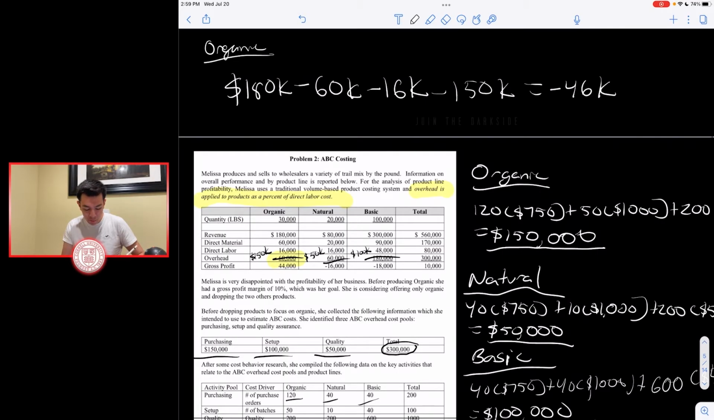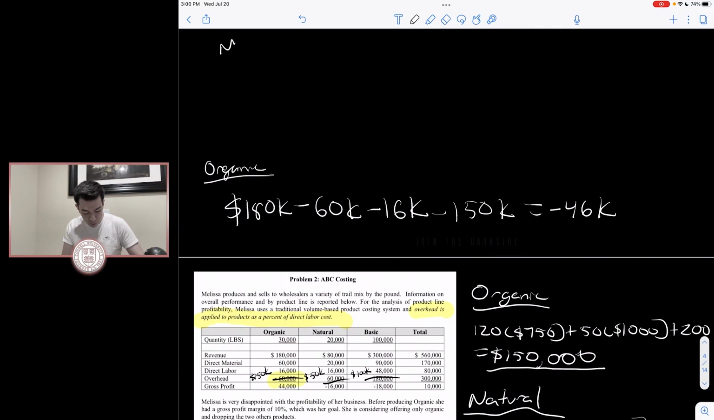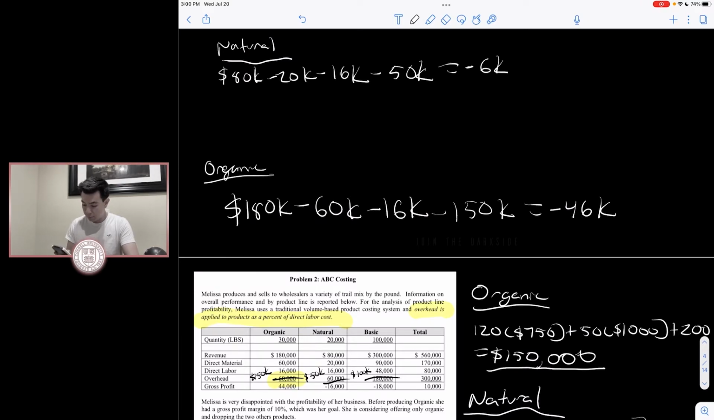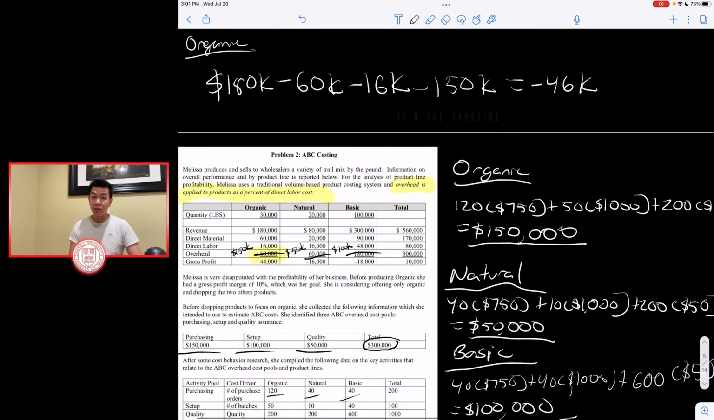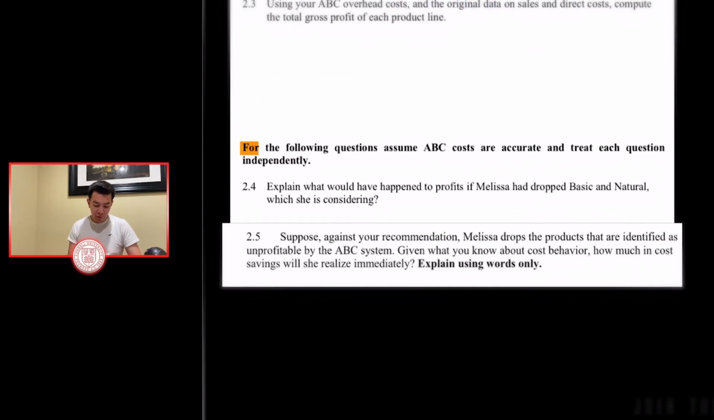And when I say K, I mean thousands of dollars. So we're going to do that for natural and basic as well. We're going to get 62K, okay? So basically, under the ABC costing system, we figured out that organic is actually operating at a loss. Same with natural, and basic is actually operating with a gain. They're making $62,000, okay?